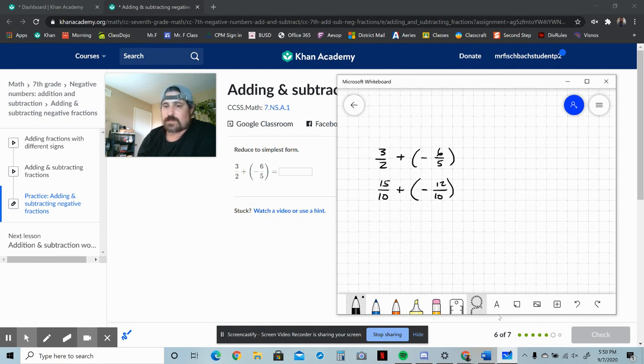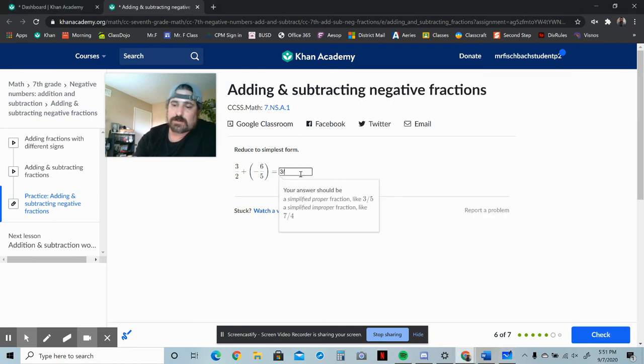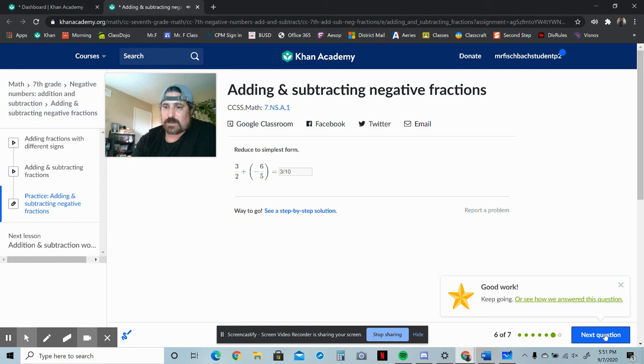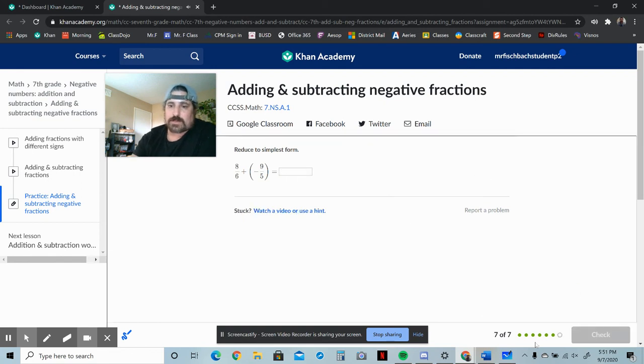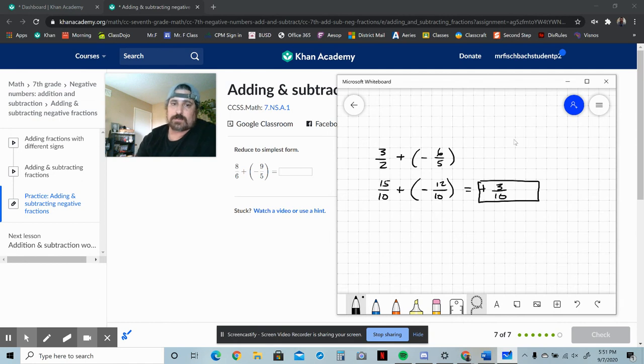Who's going to win here, positive or negative? Positive. So we're going to put positive in a box. So the answer is positive. And when the signs are different, just find the difference, right? Subtract. So this is just 15 take away 12, which is 3. So this is just going to be positive 3/10. So positive 3/10.